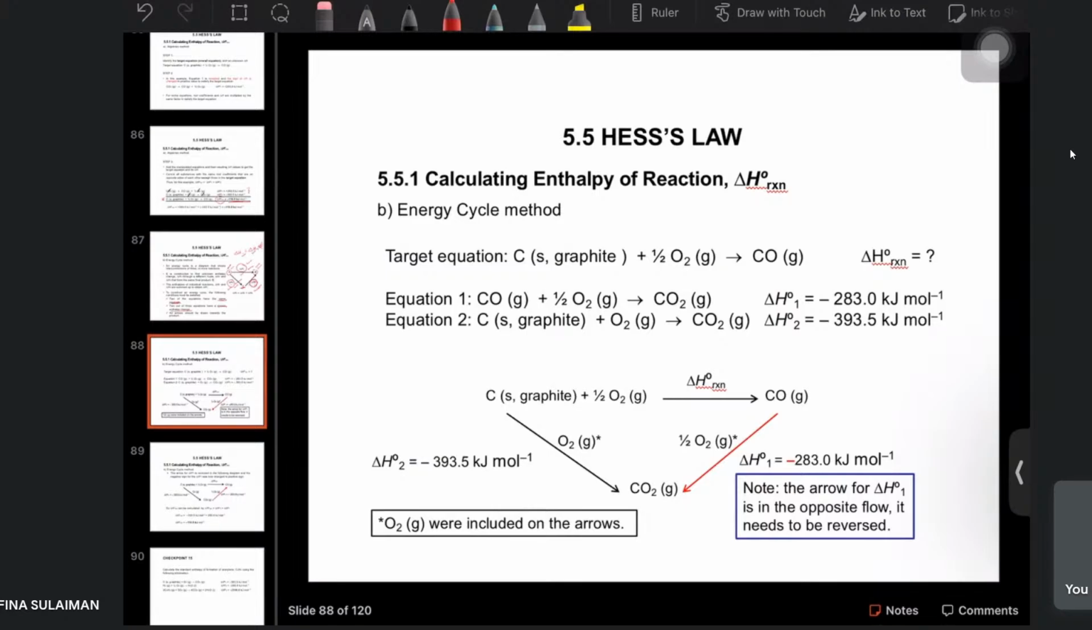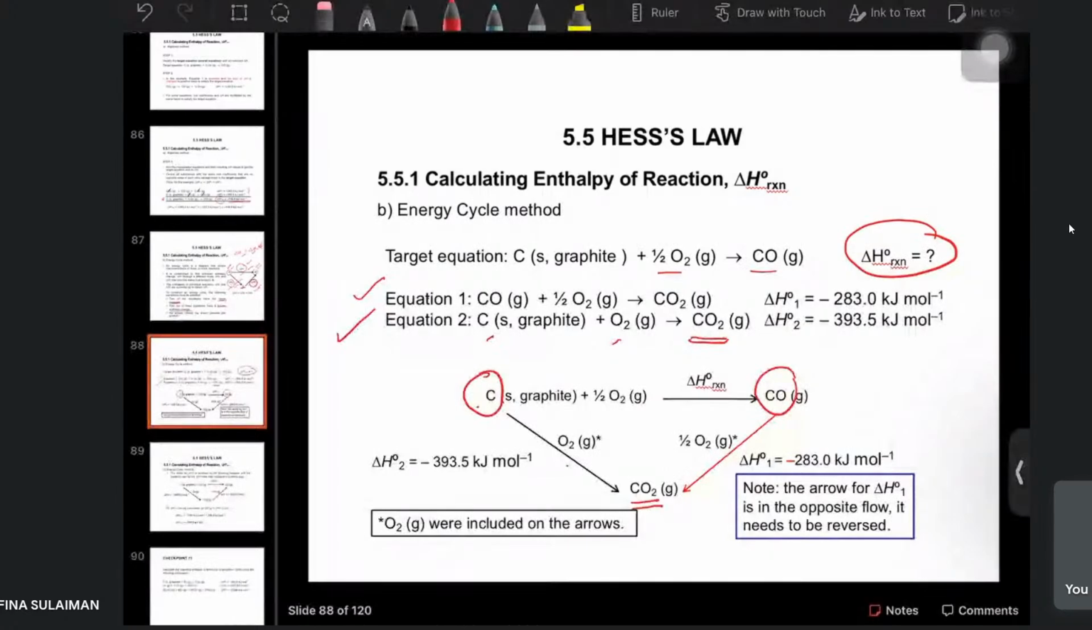So you have the target equation, C plus half O2 produces CO. You want to calculate this one. You have equation number 1 and equation number 2, the same equations as before. Now you want to do the energy cycle method. The condition is that you must have the same reactant and the same product. You have C plus half O2 produce CO. Based on these two equations, C plus O2 becomes what? CO2. So you write C plus O2 producing CO2.